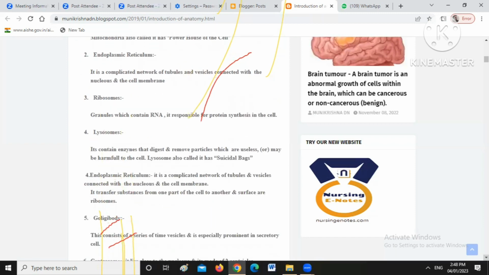Next is lysosomes. Lysosomes we also call suicidal bags. Lysosomes contain enzymes that digest and remove particles which are useless or maybe harmful to the cell. What will lysosomes do? They contain the enzymes for digestion, and they remove the waste particles which are not necessary to our cell or may be harmful to the cell.